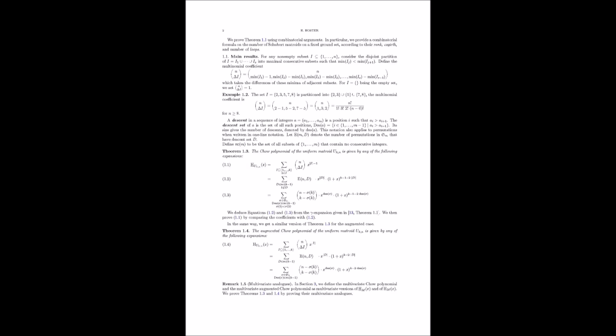That makes sense. So each term in this formula corresponds to a specific subset, and the multinomial coefficient captures something about the spacing between the elements in that subset. Precisely. It's like each subset contributes a weighted term to the polynomial, and the weight is determined by the arrangement of its elements. That's a great way to visualize it. Okay, so that's the first formula. What about the other two formulas for the Chow polynomial? How do they differ from this one?